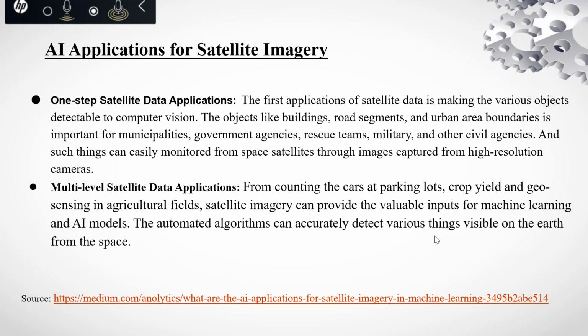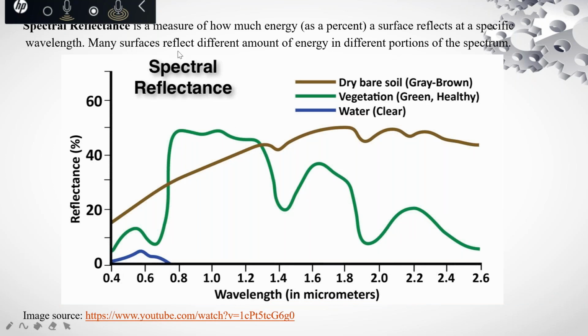Here comes the spectral difference. Spectral difference is a measure of how much energy a surface reflects at a specific wavelength. Many surfaces reflect a different amount of energy in different portions of the spectrum. Here you can see that the blue line represents the water, the green represents the vegetation, and the brown line represents the bare soil.